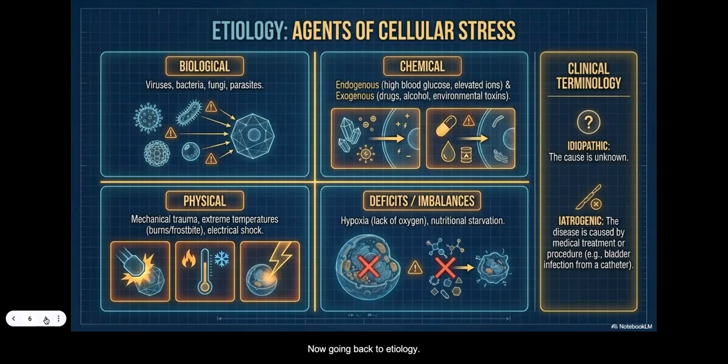Now going back to etiology. Etiology refers to the cause of disease, as we mentioned in the previous lecture. These agents can be biological pathogens, chemicals, toxins, or high blood glucose. It can be physical, things like trauma or extreme temperatures, or deficits like nutritional starvation. We also use specific clinical terms: idiopathic means the cause is unknown, while iatrogenic refers to a disease caused by medical treatment or procedures, such as a bladder infection from an indwelling catheter.